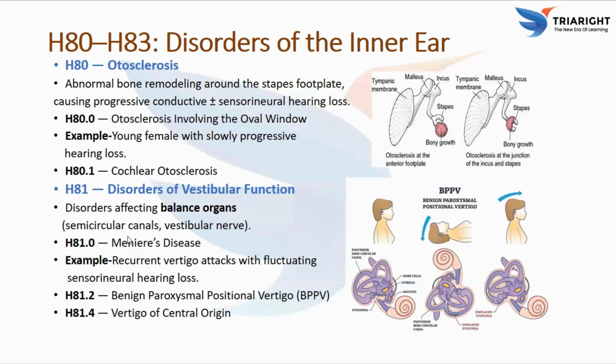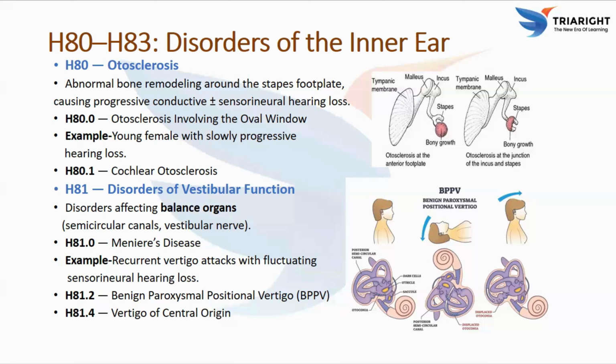So H81.0 is Meniere's disease. So what is Meniere's disease? It's a chronic disorder caused by endolymphatic hydrops, which is an excessive fluid in the inner ear. So what is an example? Recurrent vertigo attacks with the fluctuating sensorineural hearing loss. So this takes from 20 minutes to hours, usually with low frequency hearing loss early on, and then tinnitus or ear fullness.